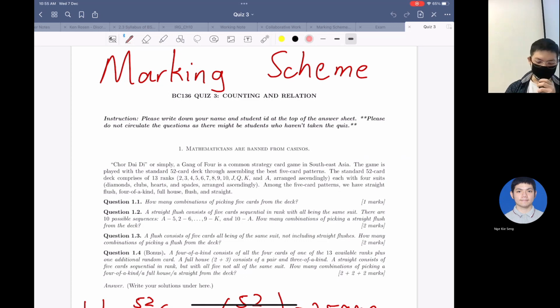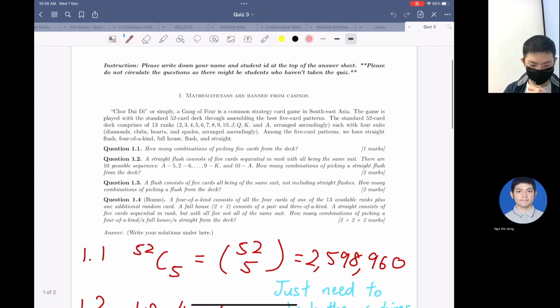Okay, let's come back. So this question, I put a strategy game. There are a few combinations of cards, and then we see how many combinations there are.